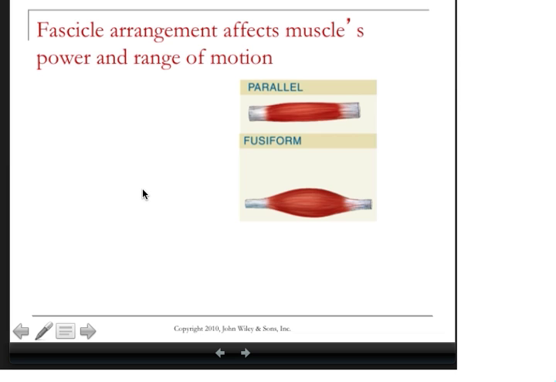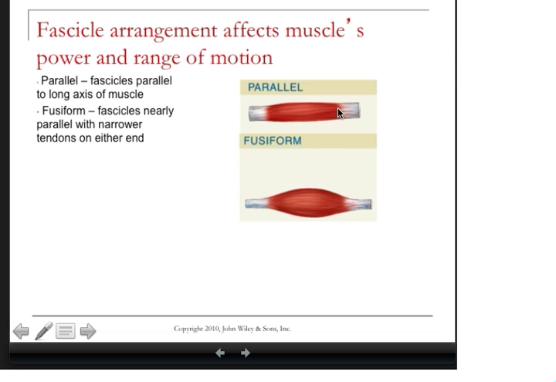Muscles can have different shapes, and we like to group them according to their shape. A fascicle is an arrangement of muscle tissue that affects its power and its range of motion. If we are talking about a parallel arrangement, what we're looking at here is a group of muscle fibers as pictured here. Basically, the fascicles run parallel to the long axis of the muscle. Fusiform muscles are where the fascicles are nearly parallel, but they narrow and have tendons at the end. Examples of muscles like this might be the gastrocnemius and the biceps brachii.